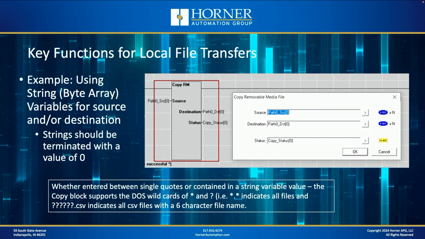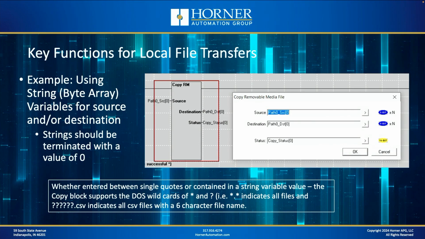Now, similarly, you might want to actually specify variables for your source or your destination. So in this scenario, if you're using variable-based advanced ladder, then of course we're talking about byte arrays for both the source and the destination in this particular case. Now, one thing to keep in mind, whether you type in the information verbosely in between single quotes or whether you have variables that you're using in your filling out of these copy blocks, you can use wildcards within the file names and the paths. So they're the same wildcards that are available in the old DOS. You can use the star and the question mark. And I've got examples there on the screen showing you how you could use those.